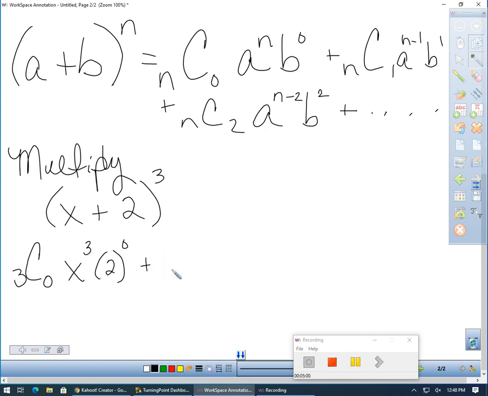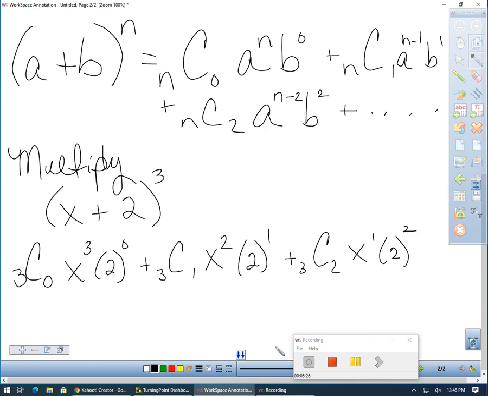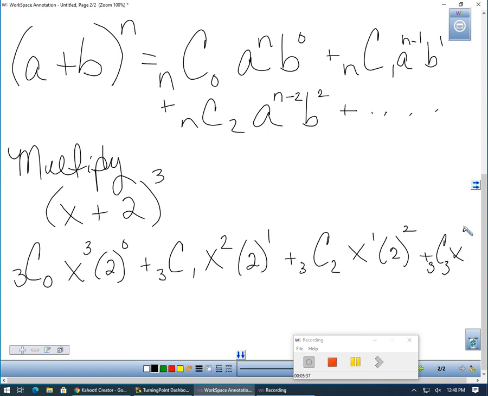The next one will be 3 choose 1. x to the second, 2 to the first. Is that good? Plus 3 choose 2. x to the first, 2 to the second. Plus, the last one would be 3 choose 3. x to the 0, 2 to the third.